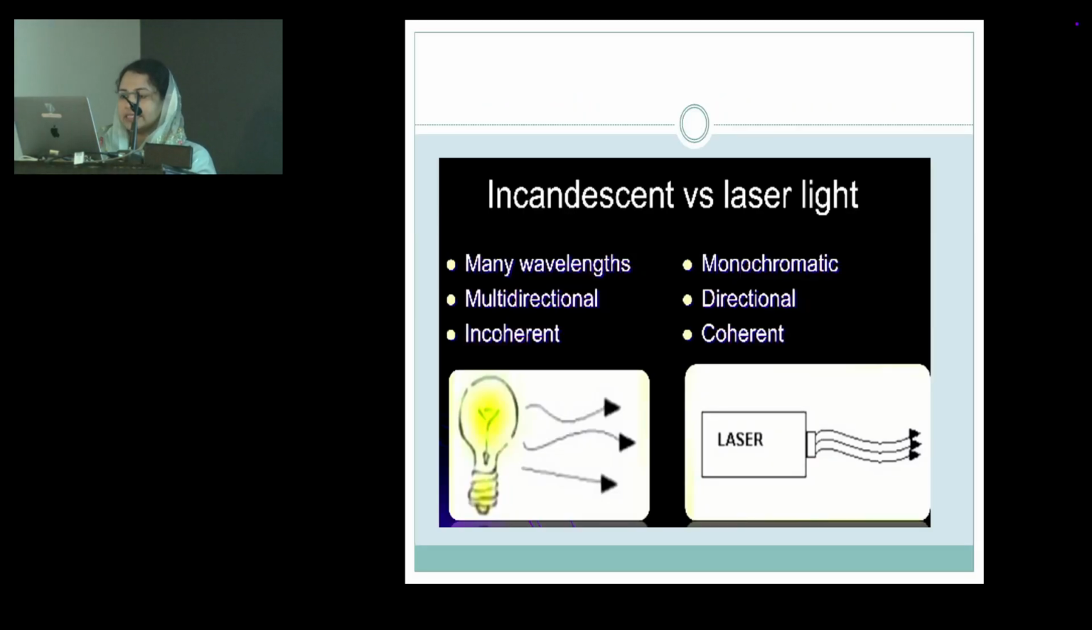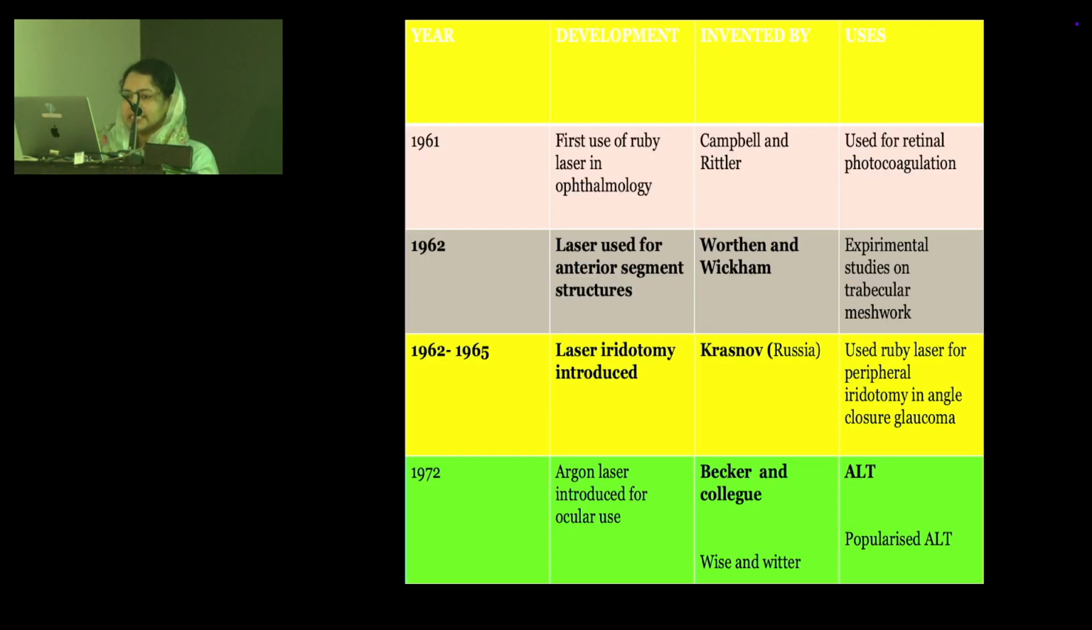So, what is the importance of laser light? Laser light, when compared to incandescent light, is monochromatic, directional and coherent. The laser journey started in 1961 by Campbell and Rittler. They used it for retinal photocoagulation, and in 1962, laser was used by Worth and Wickham for the trabecular meshwork. And in 1962, Krasnov introduced the laser iridotomy. In 1972, Becker and colleagues introduced the ALT, argon laser trabeculoplasty.